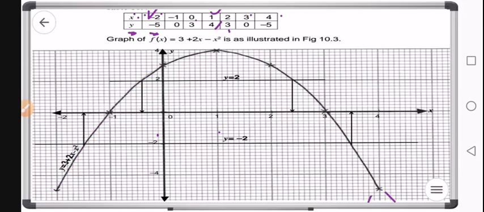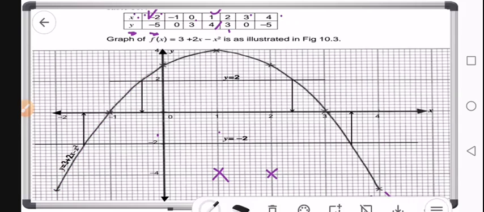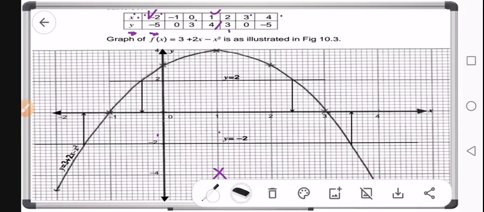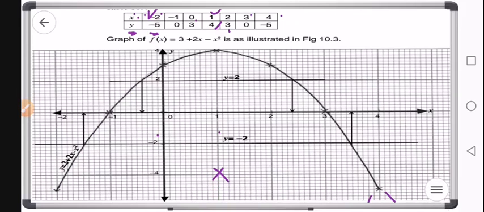Nice one. Another point is here. And there you go. Then another one is here. No, not that one. Then another one is somewhere here. Then another one is somewhere here. Then another point is here. Then another point is here. Then another point is somewhere here. And another point is somewhere here.